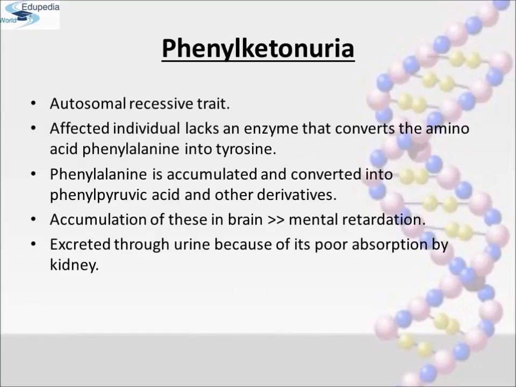Phenylketonuria. This inborn error of metabolism is also inherited as an autosomal recessive trait. The affected individual lacks an enzyme that converts the amino acid phenylalanine to tyrosine. As a result of this, phenylalanine is accumulated and converted into phenylpyruvic acid and other derivatives. Accumulation of these in the brain results in mental retardation. These are also excreted through urine because of their poor absorption by the kidney.